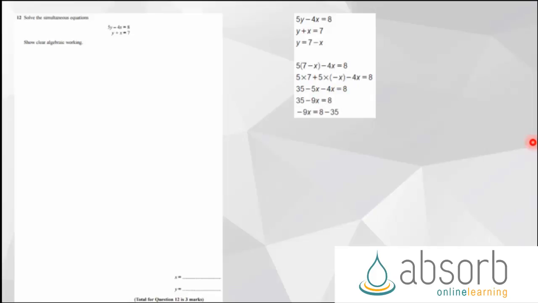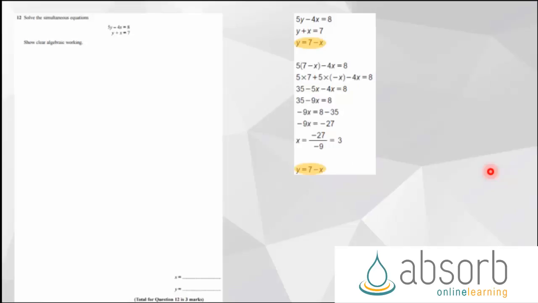Bring the 35 over to the other side, it becomes a negative. Now we have 8 minus 35, which gives minus 27. Bring the minus 9 over. Now remember, it is the minus 9, so we need to take the sign with us. And we find that we get minus 27 divided by minus 9 will give 3. Notice when you divide a minus by a minus, you get a positive number. That's one of the rules that you should know very clearly.